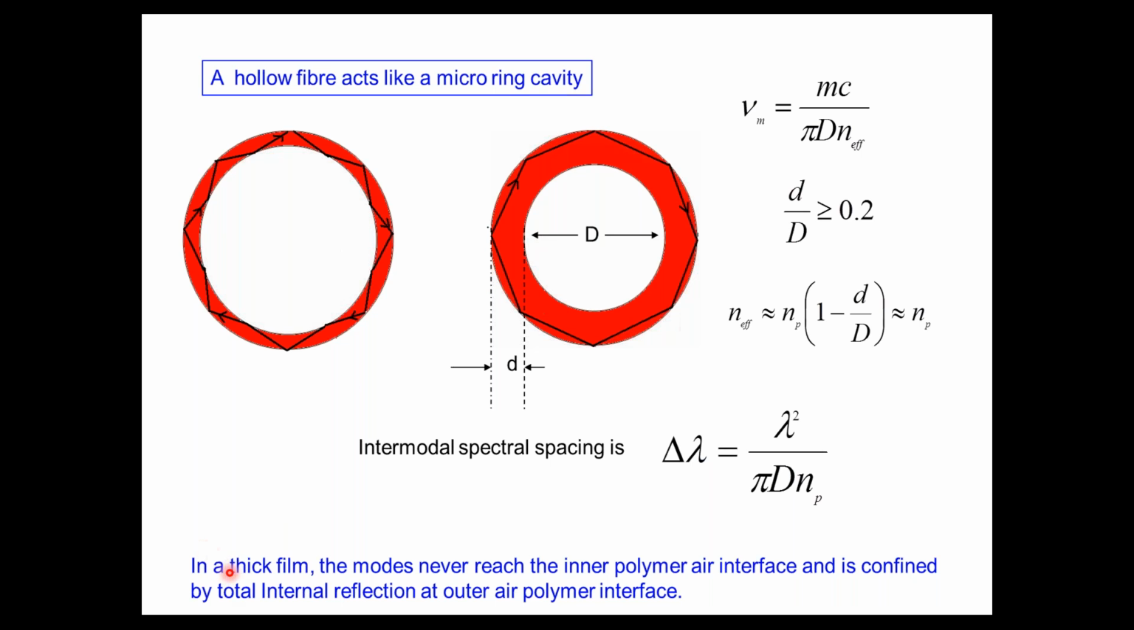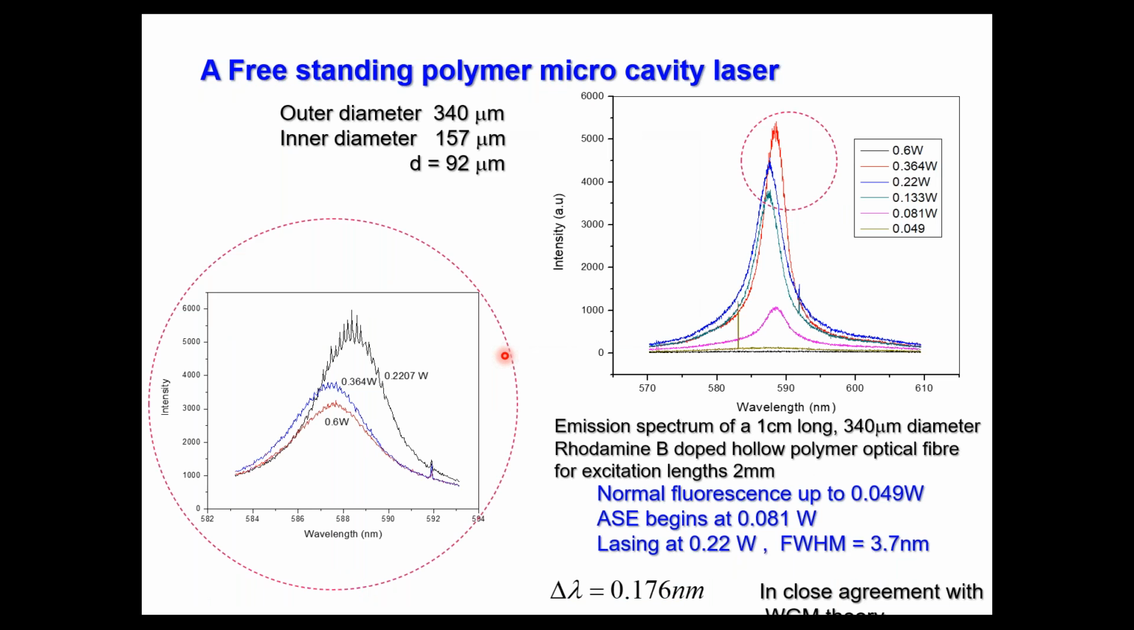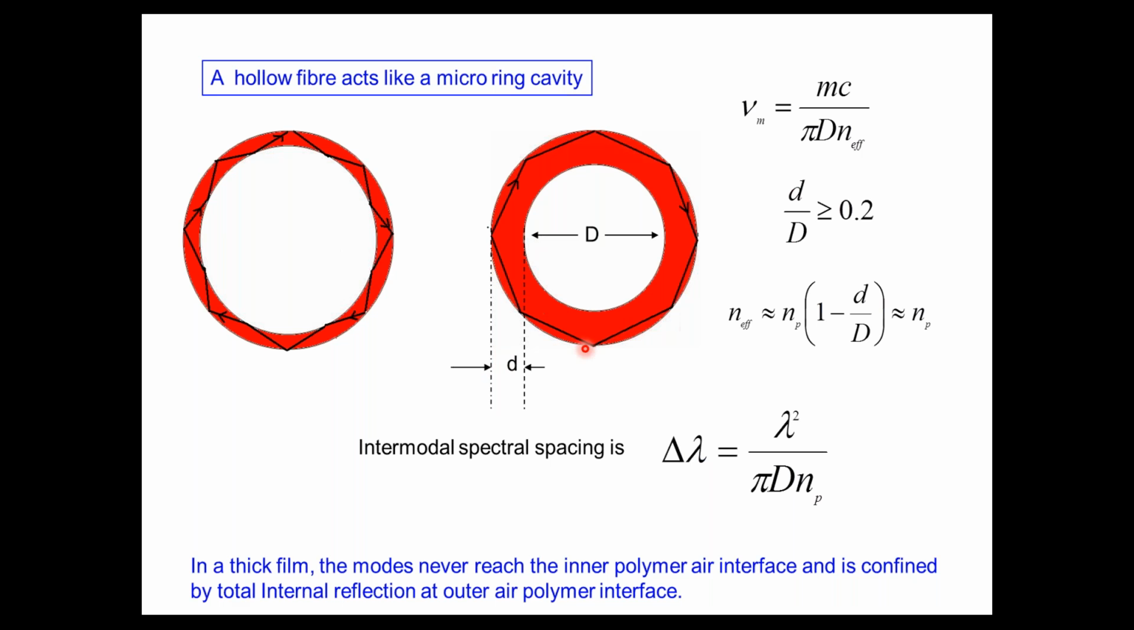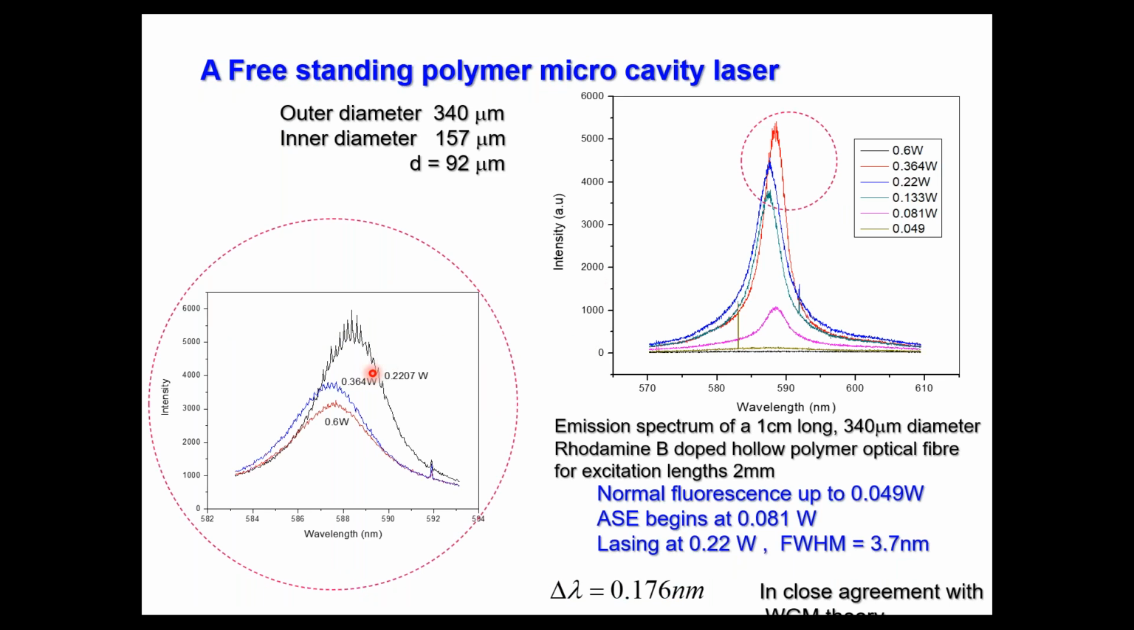So what we see from here is that in a thick film, the modes never reach the inner polymer-air interface, and it is confined by the total internal reflections at the outer air-polymer interface. So you can pump these kinds of structures, and you can make lasers out of that, and these are some of the frequency selections. It is not lasing, but it is beyond the ASE stage. If you give enough pump power, it can act as a very good laser.